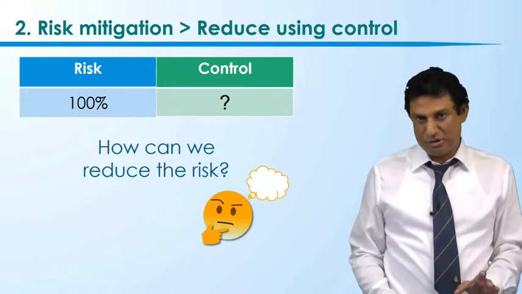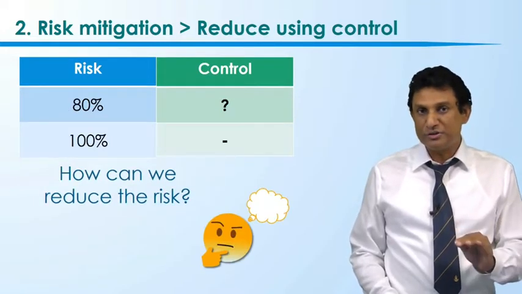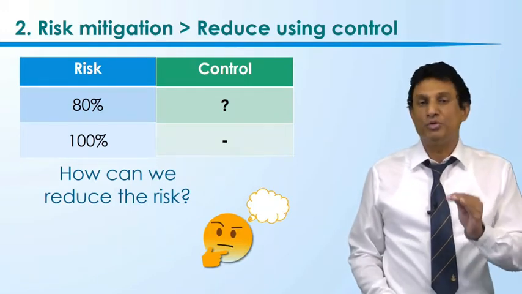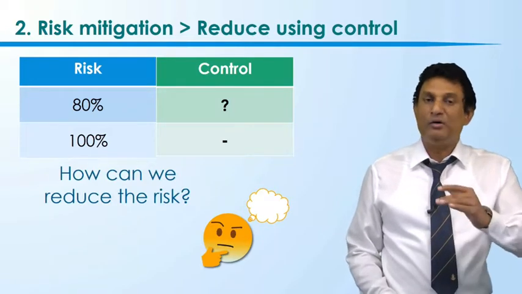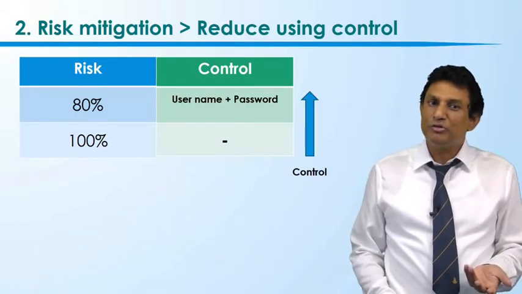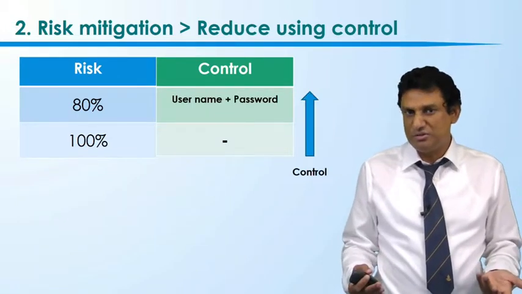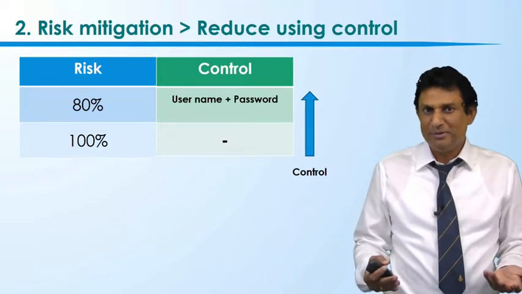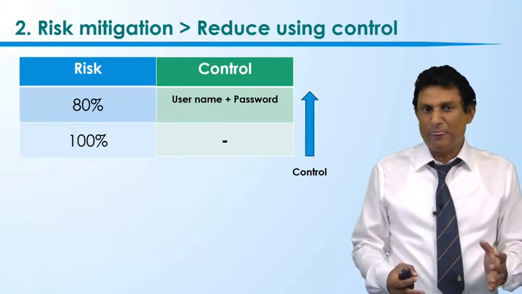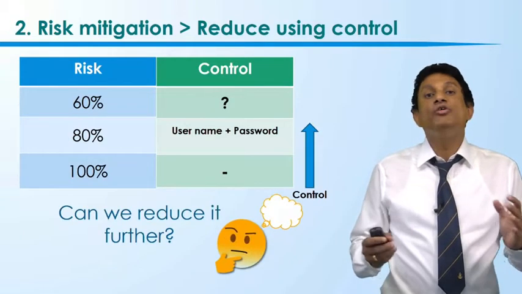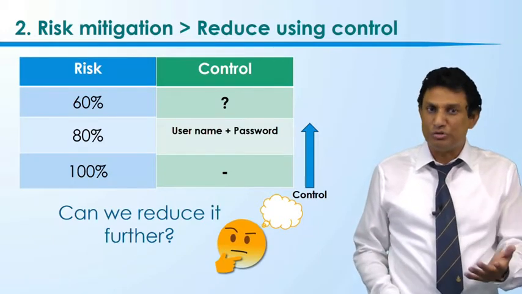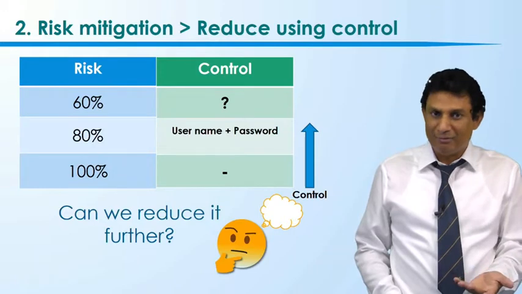Now, how can we reduce the risk? We want to reduce the risk to 80%. To do that, we have to come up with some controls, right? Can you think of a control? I would like to have authentication, just a username and password, so that at least we control access to the server. Okay, 80%. And I would like to reduce further. Is it possible to reduce further? That means we have to come up with more controls to reduce the risk, right?